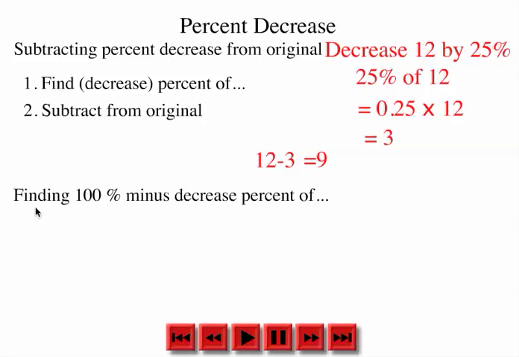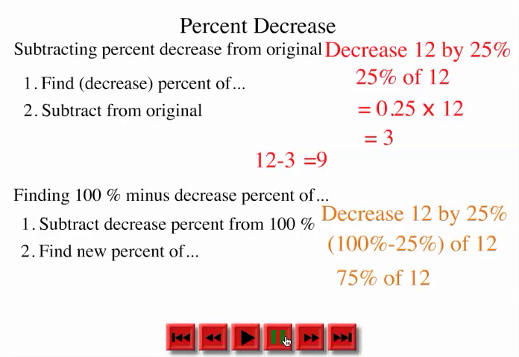Method 2 is we're going to start off with 100%, and we are decreasing that by 25%. So we're going to get 75% of 12. Okay, so decrease 12 by 25%, which is the 12 is 100%. Take away 25%. That gives us 75% of 12. 75% as a decimal is 0.75 times 12, which is 9. The same answer. Coincidence? No.